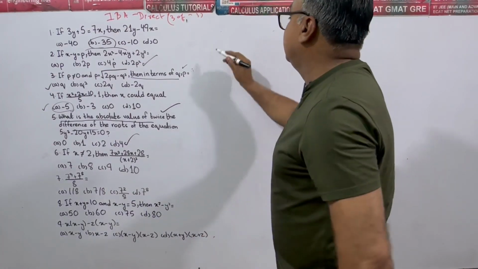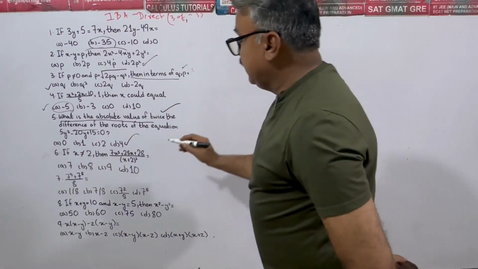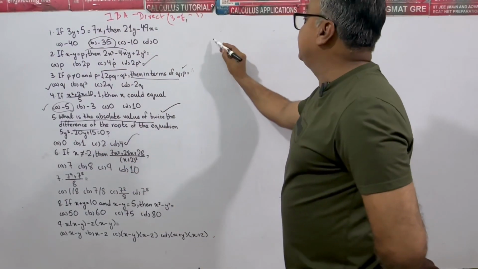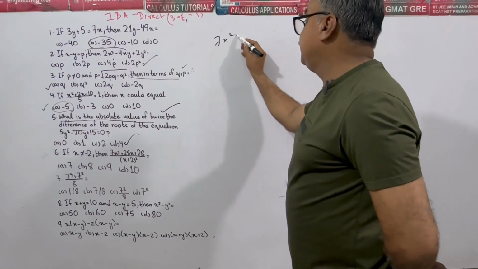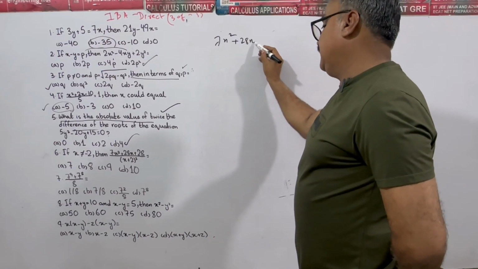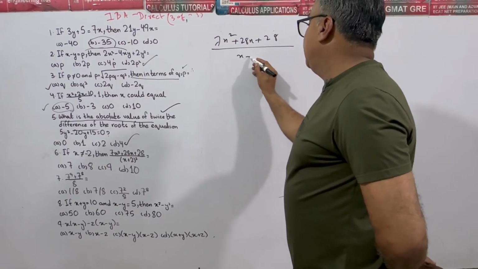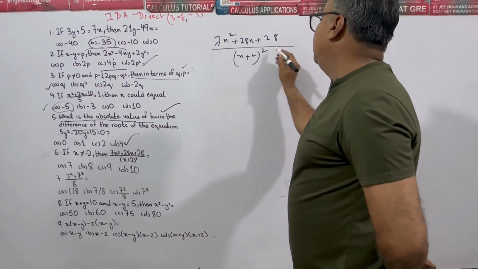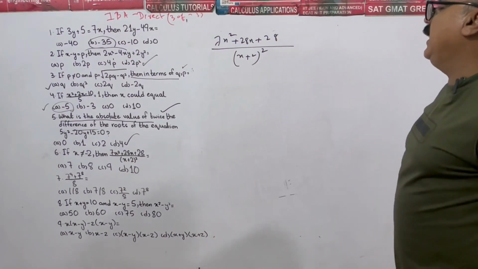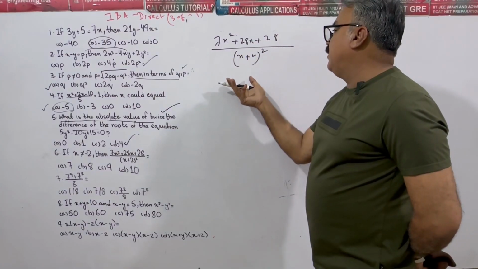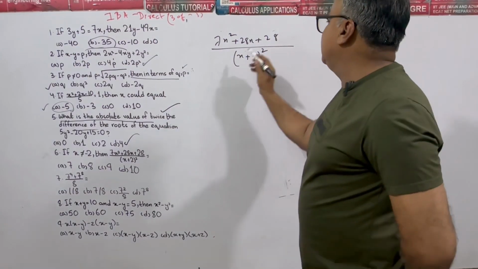Question number 6. It's given to us that x doesn't equal minus 2. That's the restriction in that case. 7x square plus 28x plus 28 divided by (x plus 2) whole square. Either shrink this, factorize this, or open this up. Both are correct. Let's see and find out.